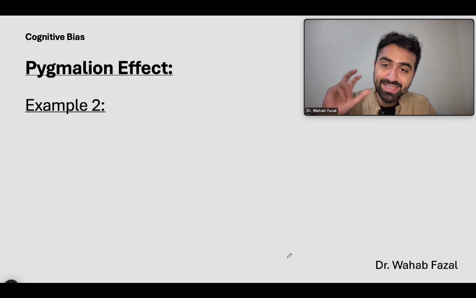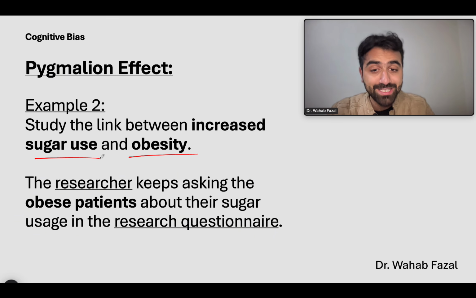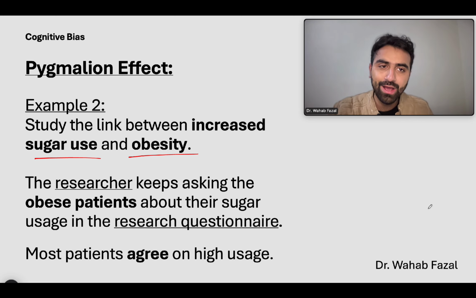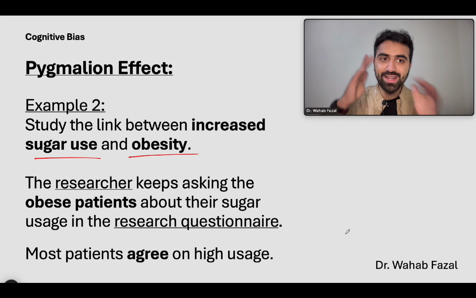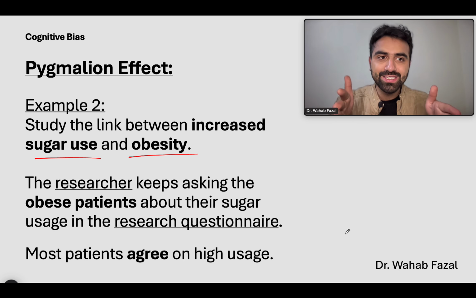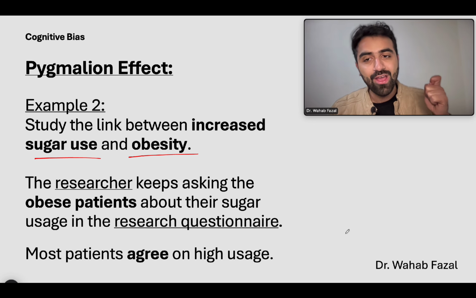We'll take another example that will make this even more clear. You want to study the link between increased sugar use and obesity. So what do you do? You go to obese patients asking about their sugar usage in a research questionnaire. But you must have had some sugar. But you must eat a lot of sugar. I think, no. Do you really think you don't eat that much sugar? And then most patients agree on high usage. There might even be a hereditary aspect of their obesity in their family, but you didn't care to ask about that. You were focused on their sugar usage. You were expecting the answer of yes from the questionnaire. That's why you kept repeating on that effect.